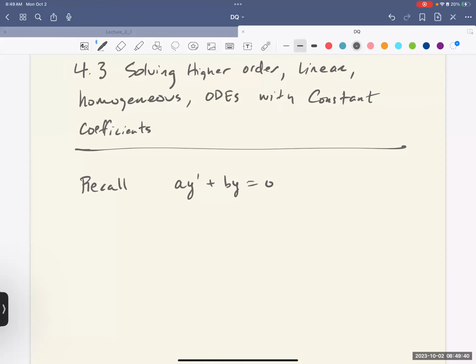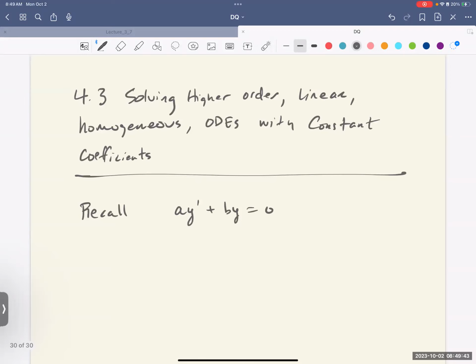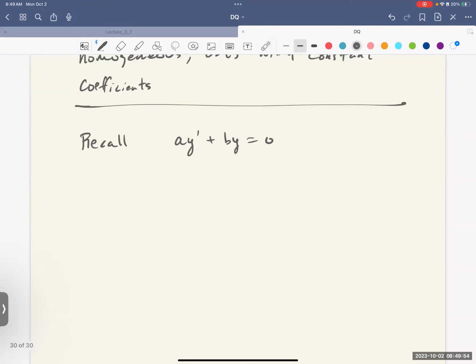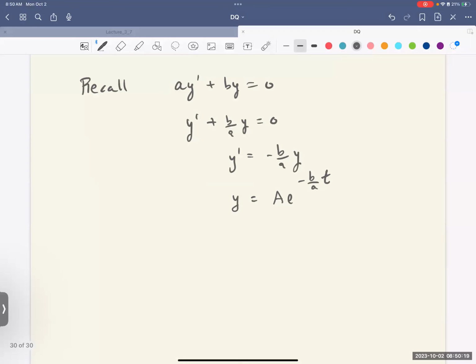Okay, folks, this is a quick video, hopefully quick, on solving higher order linear homogeneous, where the right side of the equation is zero, ordinary differential equations with constant coefficients. Recall first orders like ay prime plus by is equal to zero, where we would divide the whole equation by a: y prime plus b over a y is equal to zero, then y prime equals negative b over a y. And you know the solution to this. It's a e to the negative b over a t or x, however that would work out.